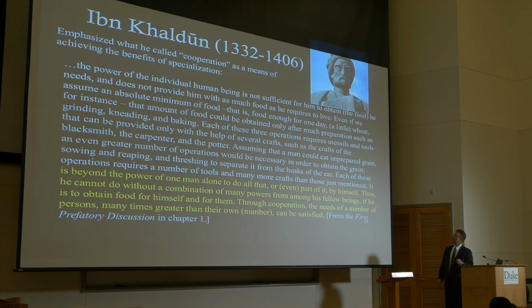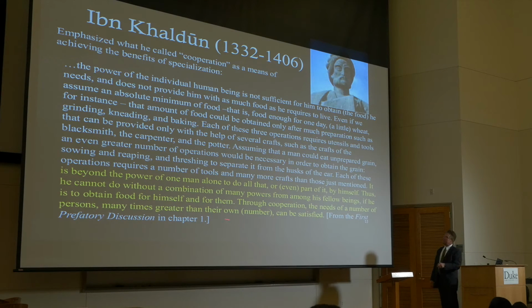Ibn Khaldun, the Egyptian sociologist and economist from the 14th century, writes famously about what he called cooperation, but it's really about achieving the benefits of specialization. I give the quote, a long quote, because it's not assigned in the reading. What Ibn Khaldun said was, "It's beyond the power of one man alone to do all the things above, or even part of it by himself. He cannot do without a combination of many powers from among his fellow beings if he is to obtain food for himself and for them. Through cooperation, the needs of a number of persons many times greater than their own number can be satisfied."